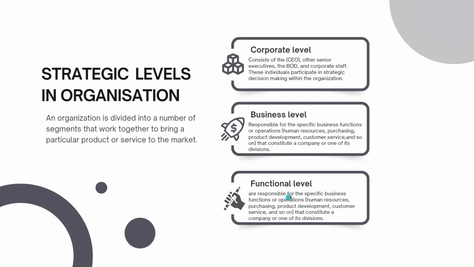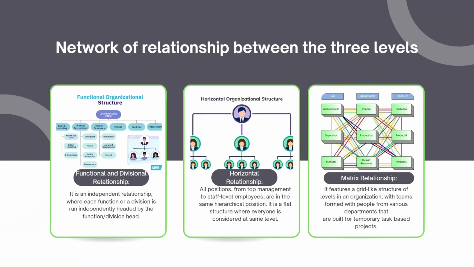Now, how different companies use these levels, how they communicate between them, and how they get things done by communicating to the various departments. That is all covered in the network of relationship between the three levels, how they are arranged and how they work within themselves. There are different types of business, and different types of business require different types of communications.